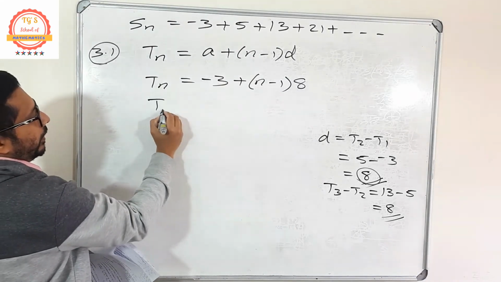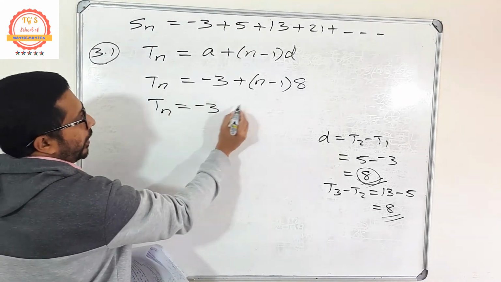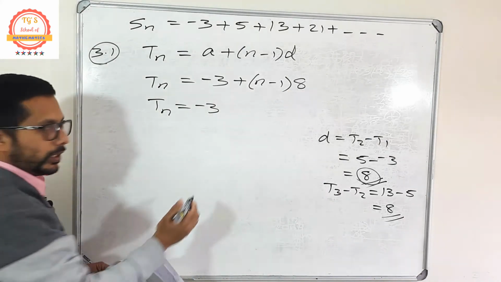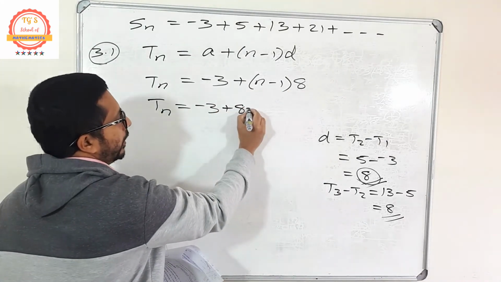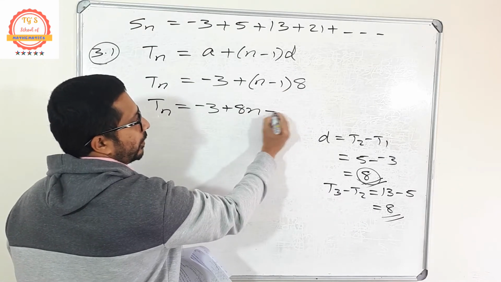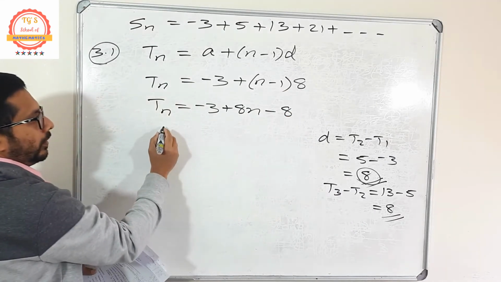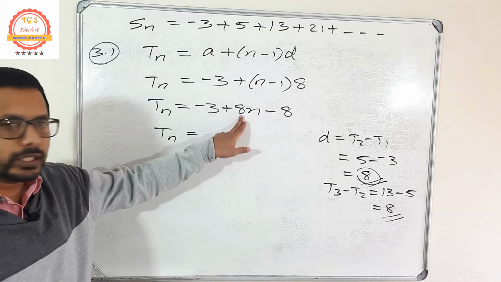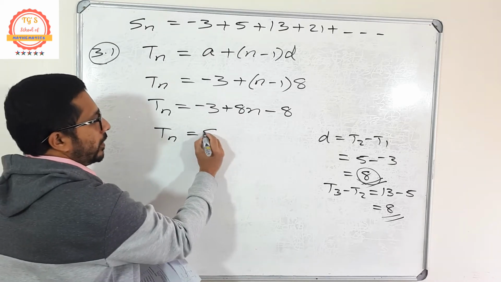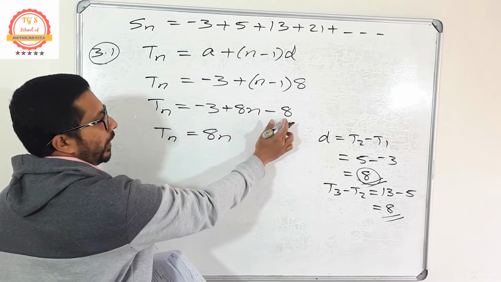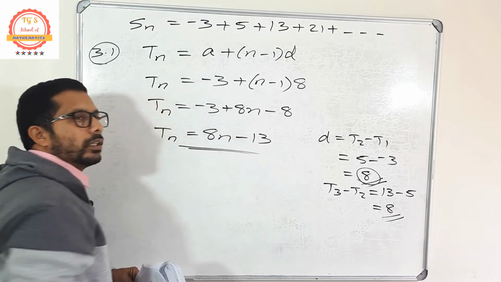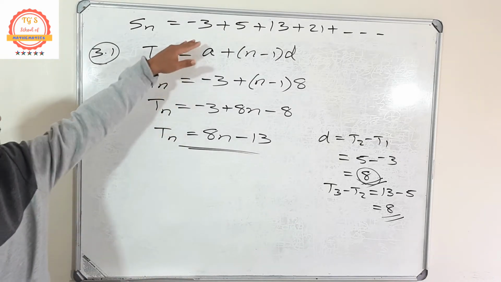So Tn is equal to minus 3, expand the bracket, 8 into n, 8n, so plus 8n, 8 into minus 1, minus 8. So what is Tn now? Let's write this 8n first. So it is 8n minus 3 minus 8, that is minus 11. So this is the general term of this series.